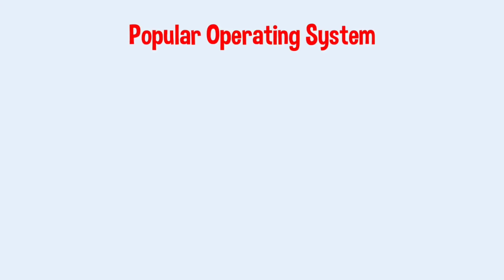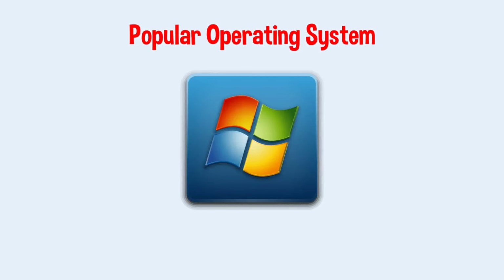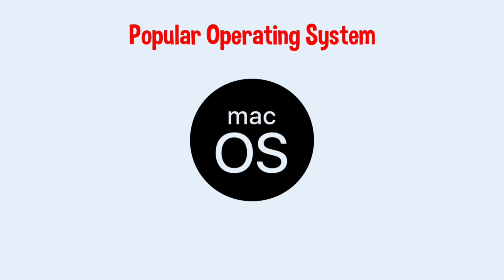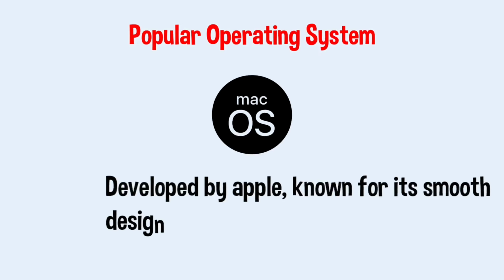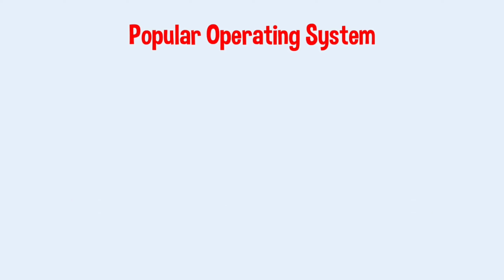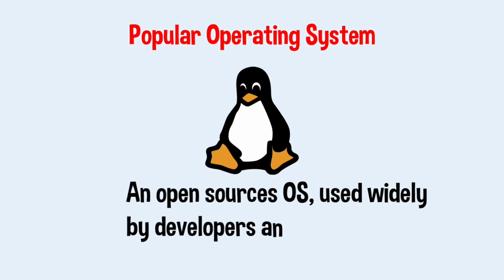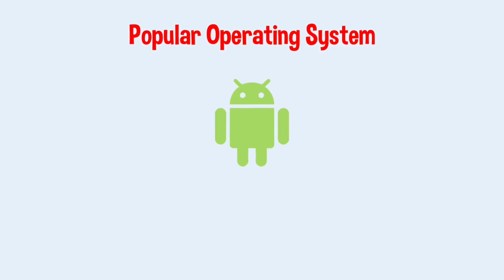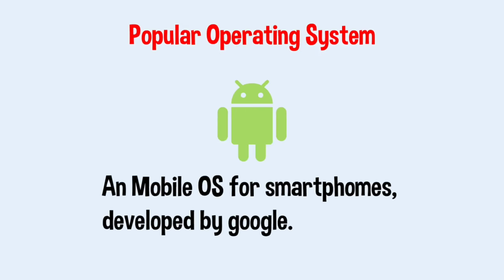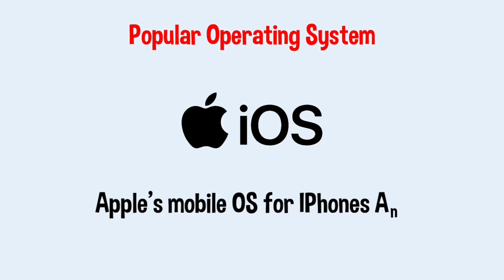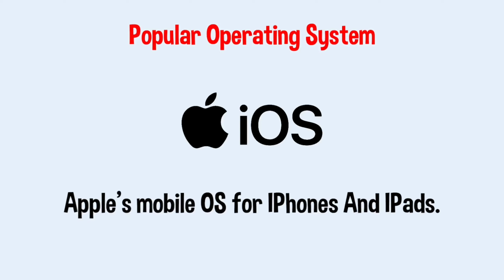Let's see the popular operating systems that we use in our daily lives. Windows, one of the most widely used operating systems for personal computers. Mac operating system, developed by Apple, known for its smooth design and interaction with Apple products. Linux, an open source operating system used widely by developers and in servers. Android, a mobile operating system for smartphones developed by Google. iOS, Apple's mobile operating system for iPhones and iPads.